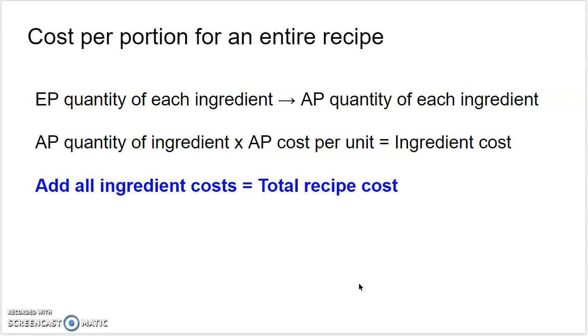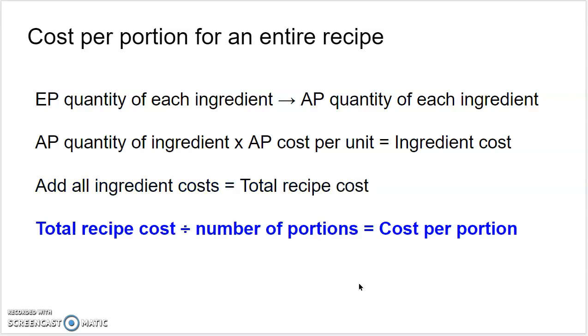Then I'm going to add all the individual ingredient costs together to get the total recipe cost. And then I'm going to take the total recipe cost and divide by the number of portions to get the cost per portion for the entire recipe.